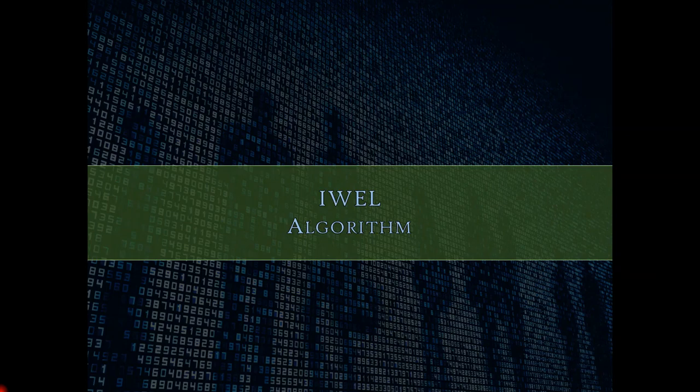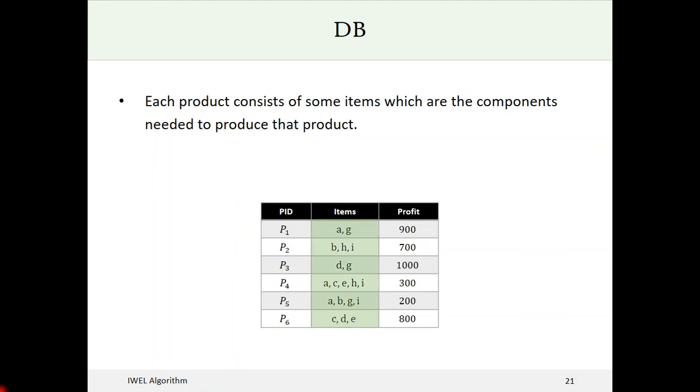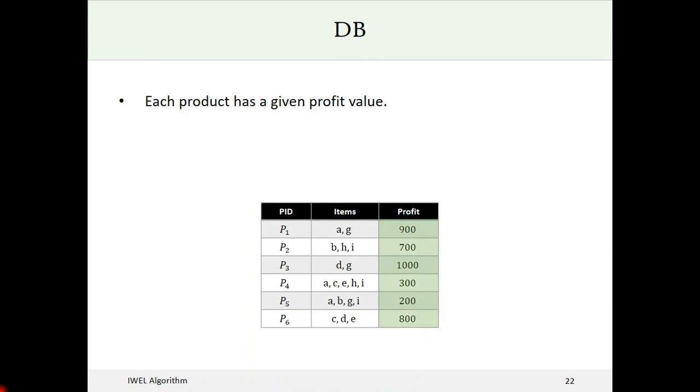In this part, I'm going to describe how the IWEL algorithm works. The database the algorithm deals with is as simple as the following table. Each record of the database represents a product, and each product has a unique product ID, PID. Each product consists of some items which are the components needed to produce that specific product. For example, the components of product P1 are A and G. And finally, each product has a given profit value, which represents the profit we gain by producing it.